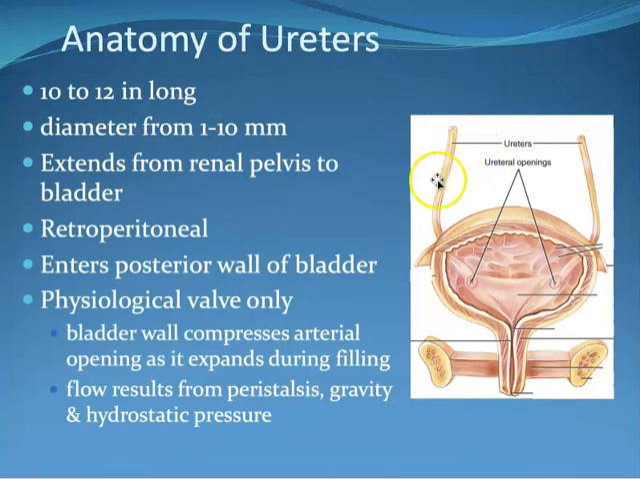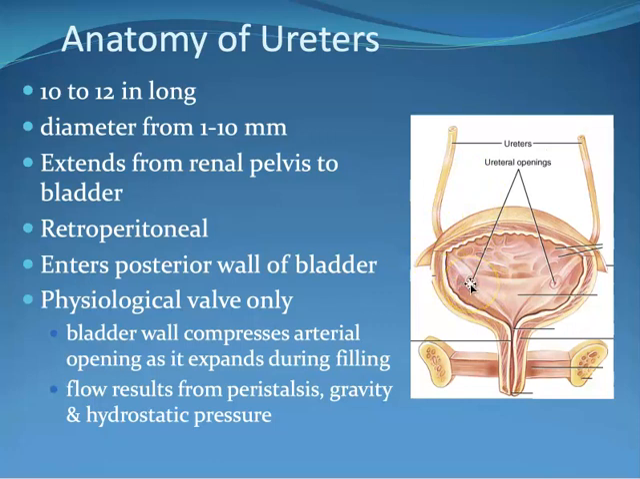So let's take a quick look at our ureters first. The length is going to depend on how tall the person is. Obviously, the taller someone is, the longer these will be. You don't have to memorize any of these numbers. But these extend from the renal pelvis to the bladder. These are also retroperitoneal, so behind the parietal peritoneal wall. And they come in at the posterior portion of the bladder. They don't come in right at the very top, but they actually wrap around to the back part of the bladder.